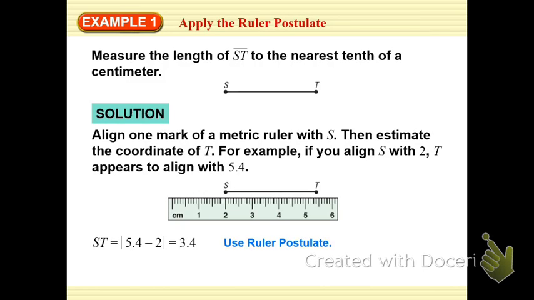That's the ruler postulate. All right, so you're subtracting the larger number. You subtract one from the other. 5.4 minus 2 is 3.4. They put absolute values around it, so if you did it the other way, 2 minus 5.4, you'd get negative 3.4, but absolute value means positive. So it'd still be 3.4. That's the ruler postulate.